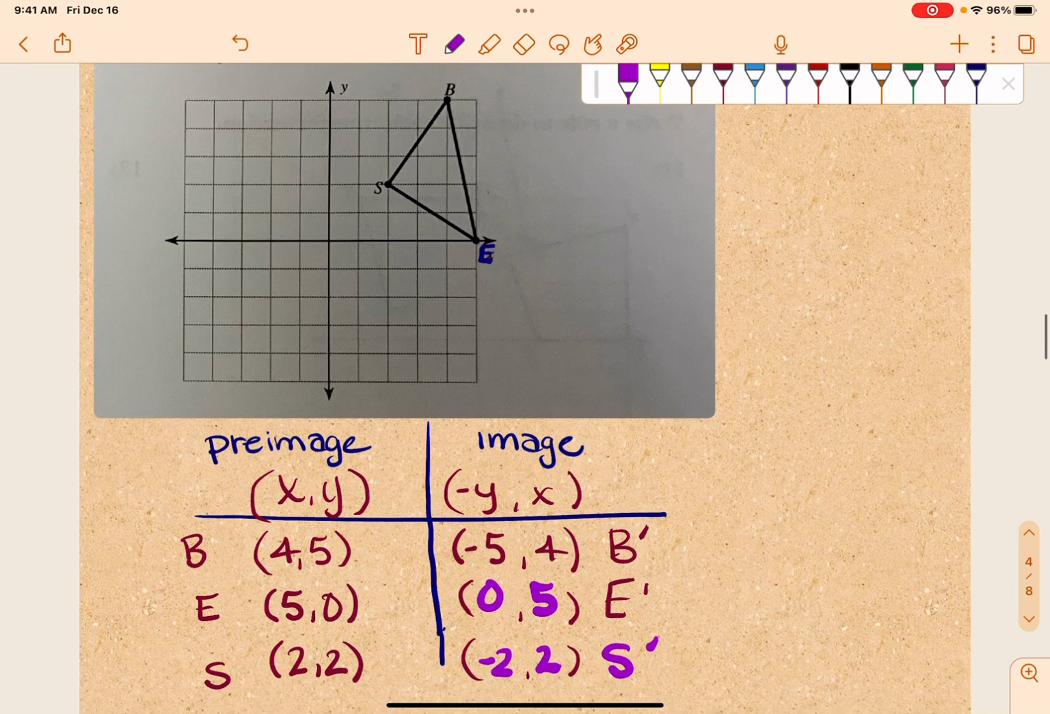So let's graph those. So -5, 4 would be over -5 and then up 4. So it's going to be right there. That's b prime. Now e prime is 0, 5. So that's going to be right there. S is -2, +2. So that's s prime. Go ahead and draw our lines. Okay, we'll talk a little bit more about rotation in our next video.